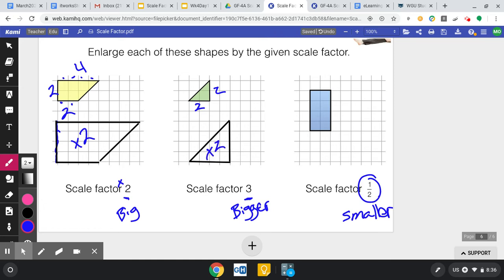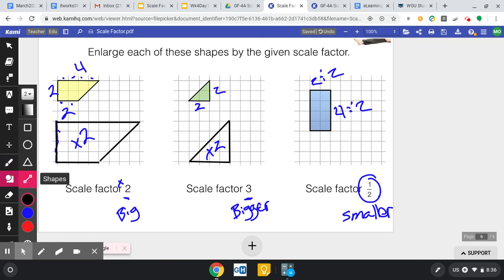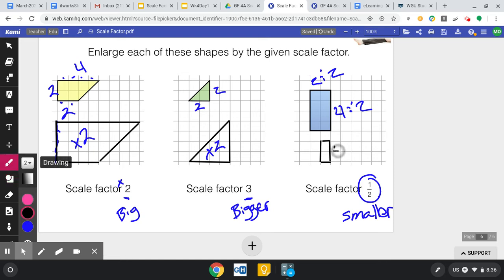Now this one, remember we're going half. So if this is 4, I want to divide it by 2. This is 2, I want to divide it by 2. So now make my new lines. I have a 1, and then half of 4 is 2. And there we go. So I divided by 2 instead of multiplying, or you can say I multiplied by a half. Either way, it's the same thing.